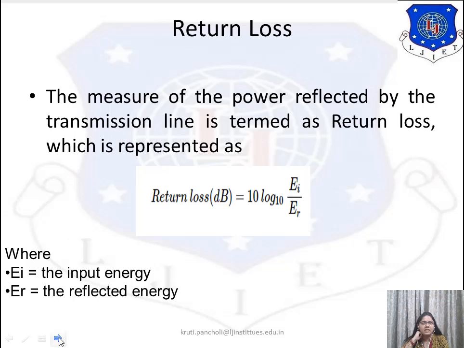Again, it is a very important parameter in microwaves, that the power reflected by the transmission line can be found out by finding the return loss. So return loss in dB is equal to 10 log 10 of EI upon ER, where EI is the input energy and ER is the reflected energy.